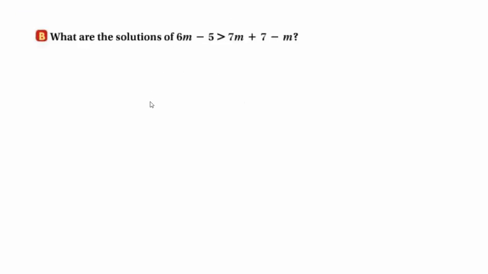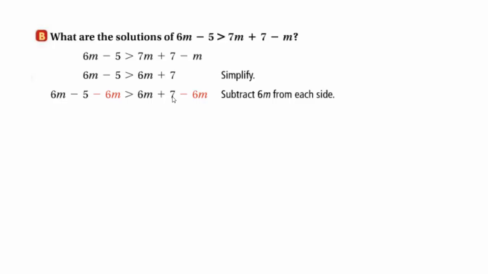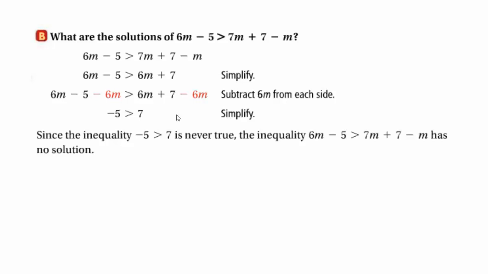Okay, so this is the other kind of special case, and so you should be thinking to yourself, how is this going to end up to be never true? So first notice that we've got two like terms. We've got 7m minus m on the right side. And if we combine like terms, we've got 6m minus 5 is greater than 6m plus 7. And then we can go ahead and subtract 6m from both sides. And we're going to end up with negative 5 is greater than 7. Since that's never true, this has no solution. There's nothing you could ever put in for m that would make this a true statement.